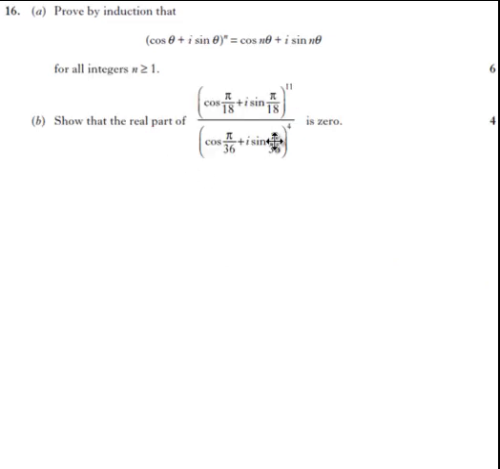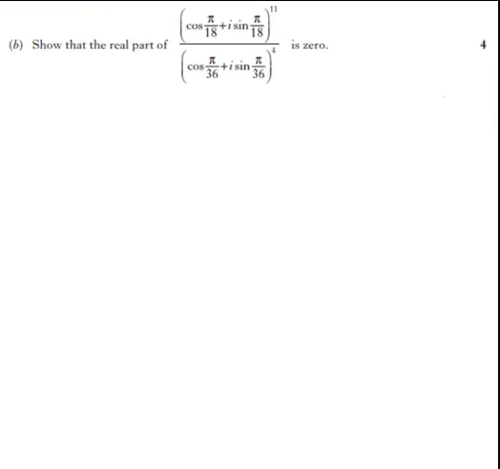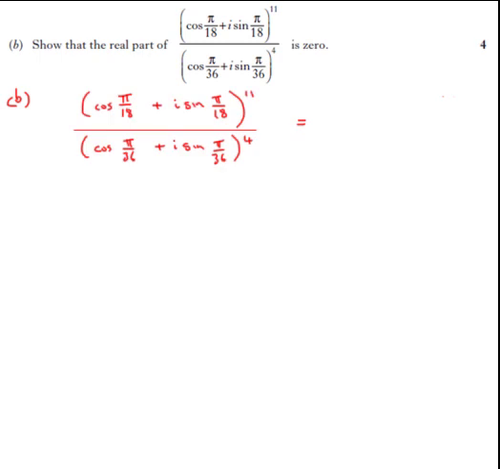Part B, we're asked to show that the real part of this division is 0. On the top, we've got (cos pi by 18 plus i sine pi by 18) to the power 11. Using de Moivre's theorem, or part A, we can write this with the 11 brought in multiplying the angle. So this is cos 11 pi by 18 plus i sine 11 pi by 18.